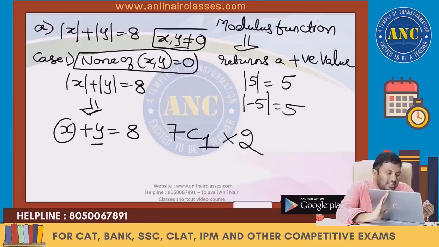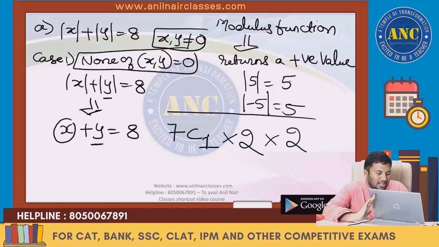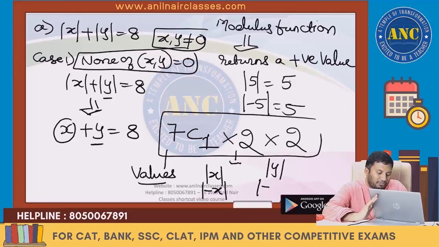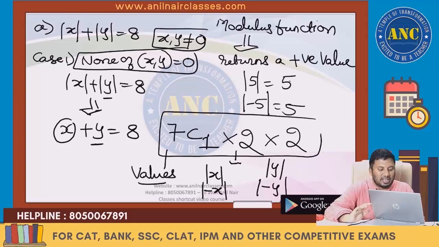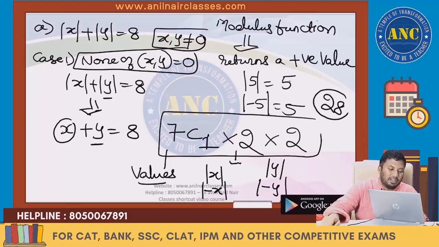From where did we get these y? Inside it can be y or inside it can be minus y. Mod of y is y. Mod of minus y is y. So 2 into 2: 7C1 into 2 into 2. These are nothing but mod of x and mod of minus x, and this is mod of y and mod of minus y. 7C1 into 2 into 2, 4 sevens are 28 values. These 28 values are for none of x, y is 0.